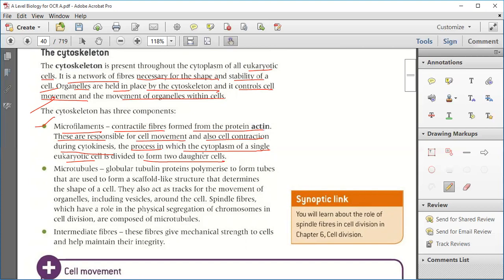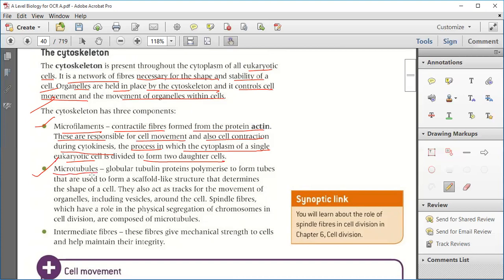It is saying that the microfilaments are the contractile fibers formed by protein, and these are responsible for the cell movement and also for the cell contraction during cytokinesis. So cytokinesis is the process in which the cytoplasm of a single eukaryotic cell is divided into two daughter cells.